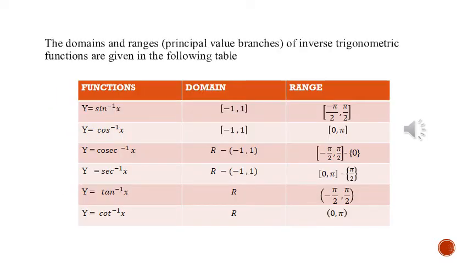Now, the domains and range. Here range means the principal value branches of the 6 inverse trigonometric functions, given in the following table. This information you have to study by heart. So the first function, y equal to sine inverse x. Now we know its domain is closed interval -1, 1, that is the restricted domain of y equal to sine x. Then range is negative pi by 2 to pi by 2.